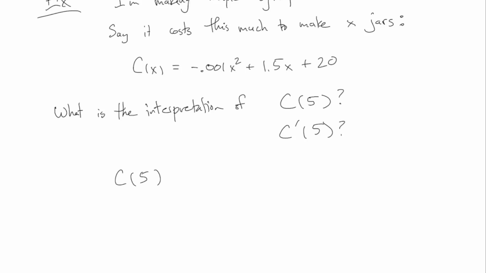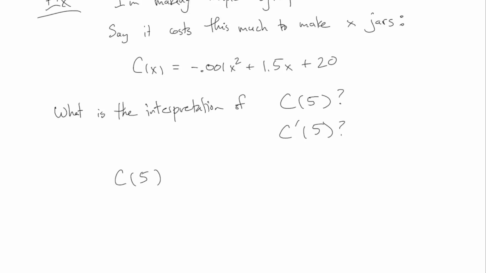What does C of 5 represent? This is the easier one to describe. I said it costs this much to make X jars. So what does it mean when I say C of 5? That, of course, means you plug 5 into this formula. You get some number as the answer. Anyone think you can say what that number represents? If I were to plug in 5 here. You can tell from all the words I said.